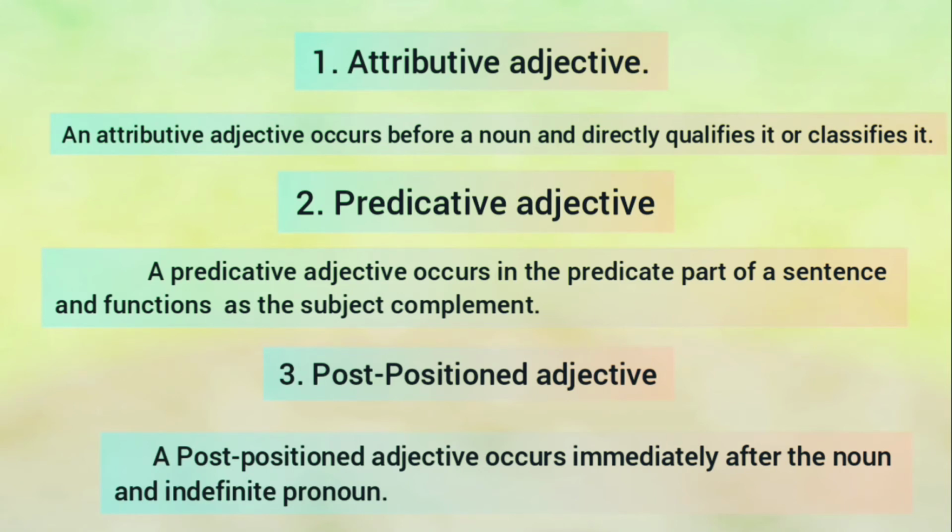Number 2, predicative adjective. A predicative adjective occurs in the predicate part of a sentence and functions as the subject complement. Number 3, postpositioned adjective. A postpositioned adjective occurs immediately after the noun and indefinite pronoun.